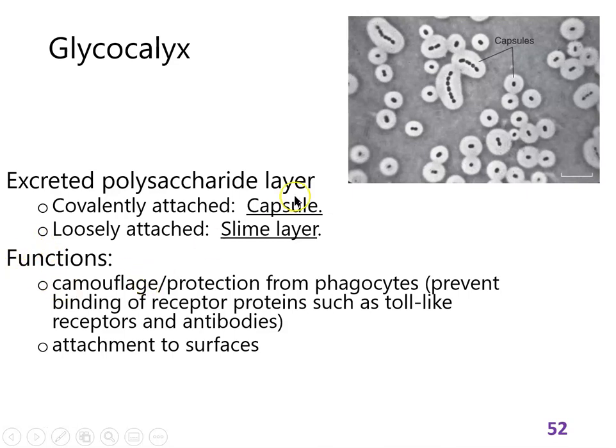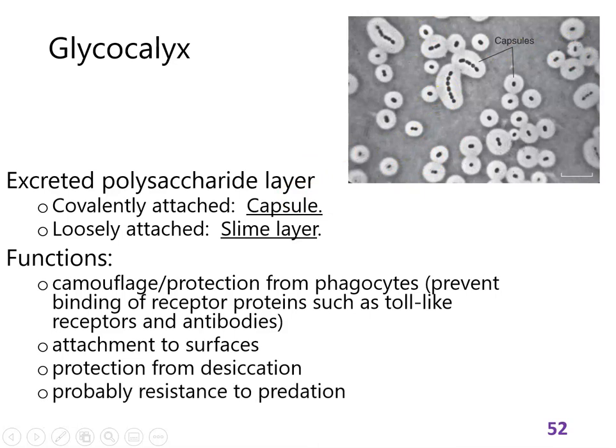They also help attach, and they help the cell avoid drying out. And they're probably older than humans or vertebrates, so they're older than immune systems. So they probably originally evolved to protect these bacteria from being eaten by protists and stuff. And that is it for bacterial cell structures in lecture 2.